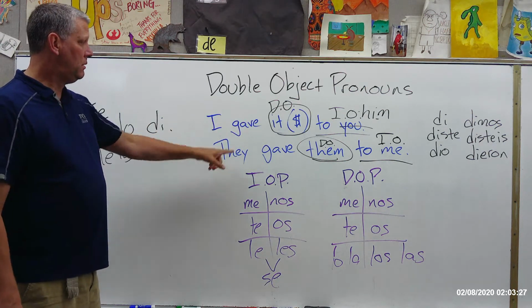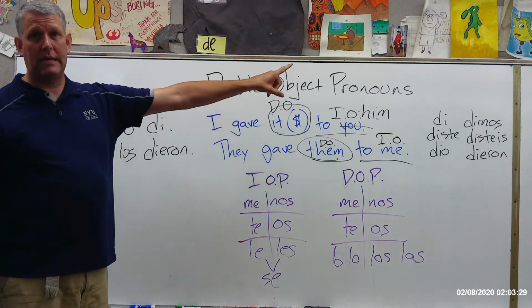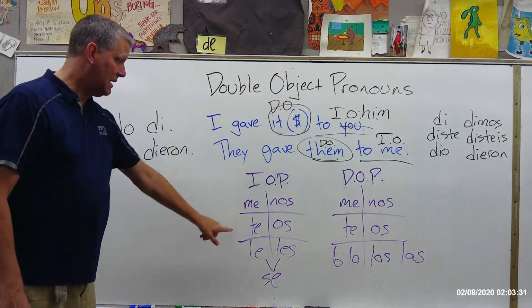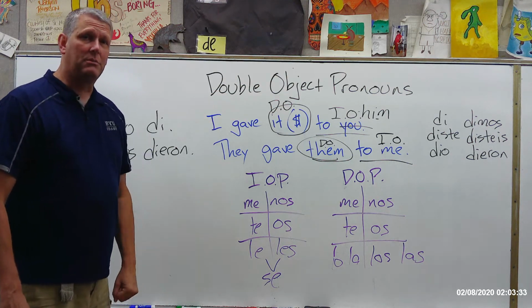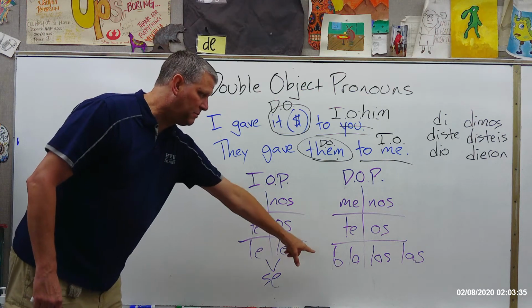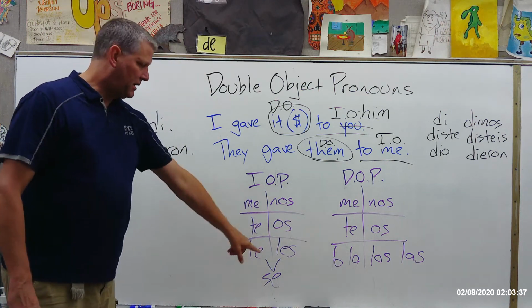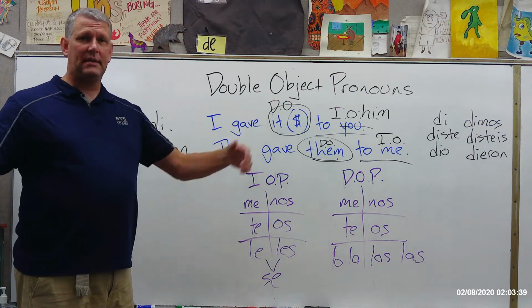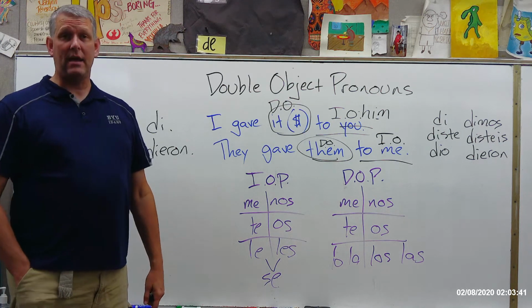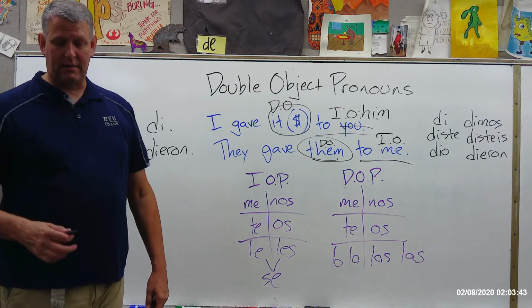But that's the basic gist, guys. So remember, whenever you have a direct object pronoun and an indirect object pronoun in your sentence, the indirect object pronoun comes first. If you have le or les coming before lo, la, los, or las, change the le or les to se. That's all I have to say about the topic of double object pronouns.